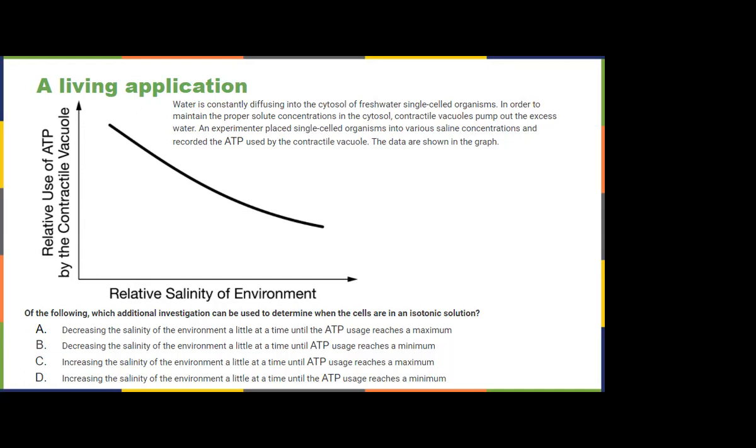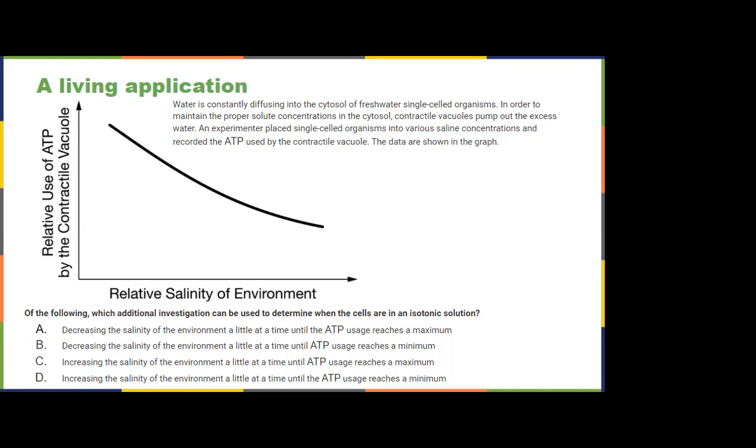So, first of all, College Board needs to put a title. They didn't. Shame on them. They would have lost 2 points. Now, what did we say we like to usually graph on the y-axis? Dependent variables. So this thing depends on what you're studying. So it looks like the relative use of ATP by the contractile vacuole depends on something. What does it depend on?